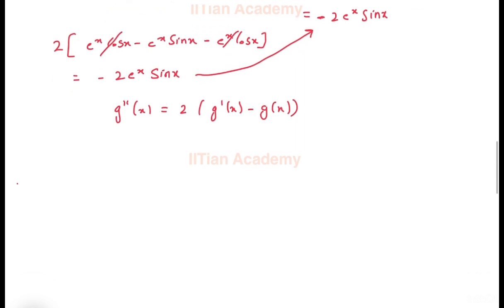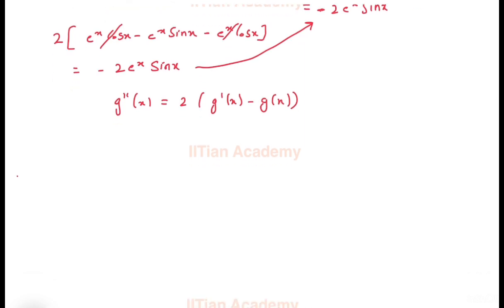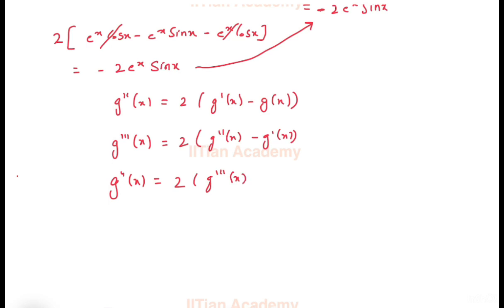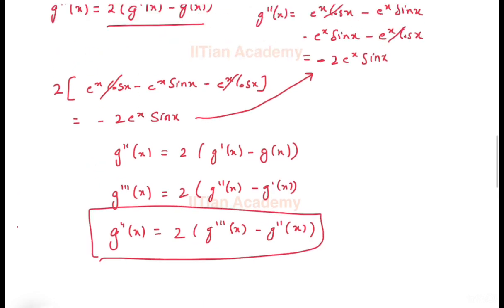Now in the second part we have to comment on the fourth derivative. From here we can identify, if we differentiate on both sides, g triple dash of x would be 2 times g double dash x minus g dash x, and if we differentiate again, the g fourth derivative of x will be equal to 2 times g third derivative of x minus g second derivative of x.